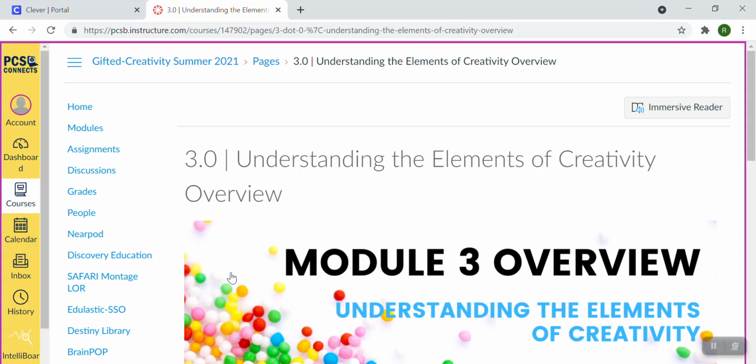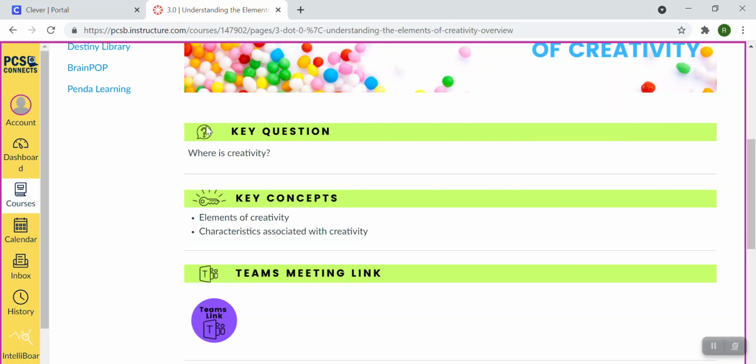And on our overview page, this is going to give us an overview of what to expect in Module 3. As I scroll down, we have our key question. And we're really going to be talking about where is creativity. We're going to talk about inhibiting creativity. Do we force it on our kids? Do we try to include creativity? Or do we not value that at all? So where can we see creativity in ourselves, in our students, and in our curriculum?